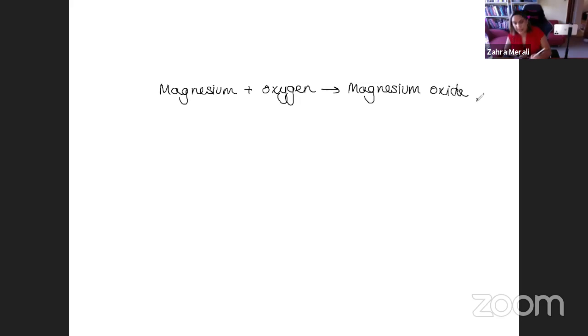So if I think about that, that's 1. So I've got magnesium. Now, oxygen is always 2 oxygen atoms together, and magnesium oxide looks like this. Okay. So we're going to look at the number of atoms on both sides of the equation.